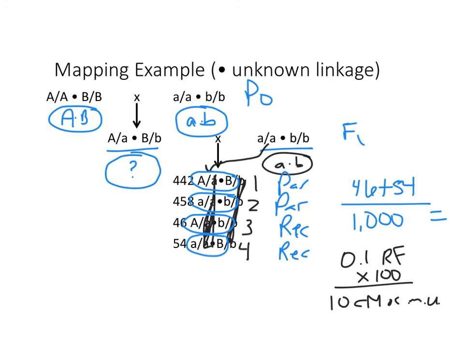Right, genes have to be 50 centimorgans apart to be unlinked. We expect genes on separate chromosomes to have 50 centimorgan genetic distances. So anything less than 50 centimorgans is evidence that genes are linked. So finding a genetic distance that's less than 50 centimorgans is evidence of genes being on the same chromosome.